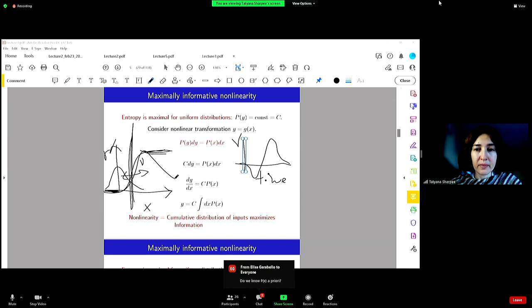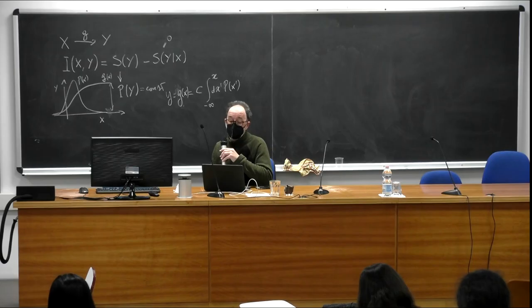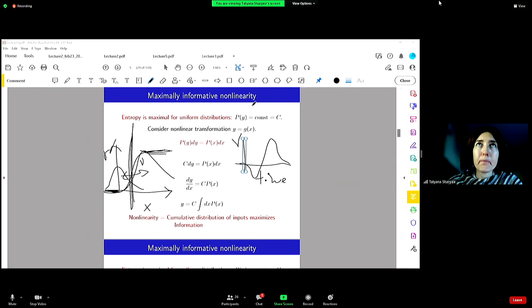Okay, so. Do we know P of X a priori? Yes, so that's another important question. P of X is not known, to some extent it is known, and to some extent it is changing.